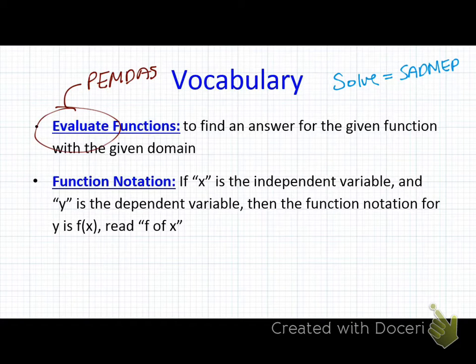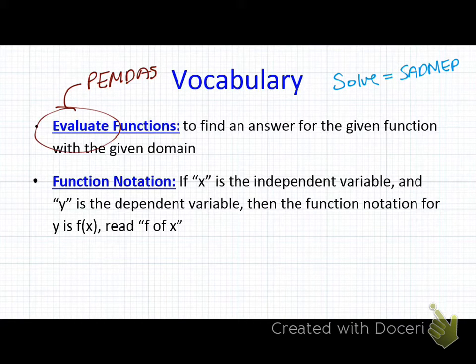Okay, so let's read what the definition for evaluate means, starting with 2. Ready? And begin. To find an answer for the given function with the given domain. Okay? So we're going to find an answer for the given function with the given domain. Meaning, if I put this number in, what's the answer going to be? Okay, we use PEMDAS.